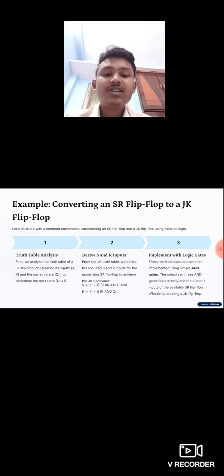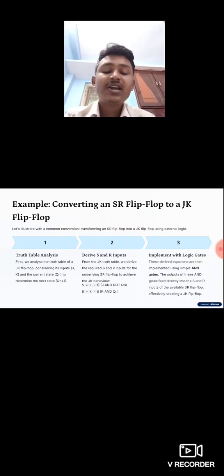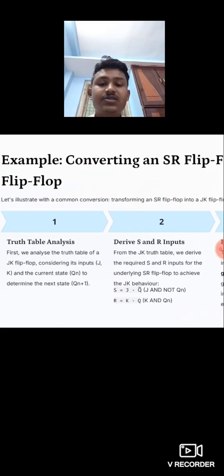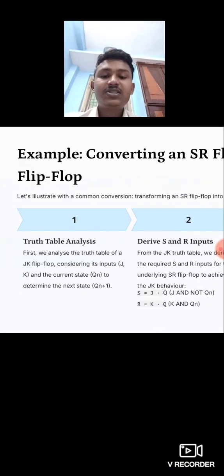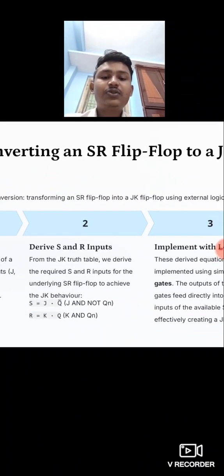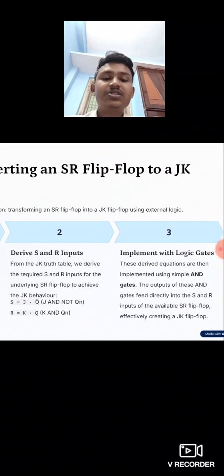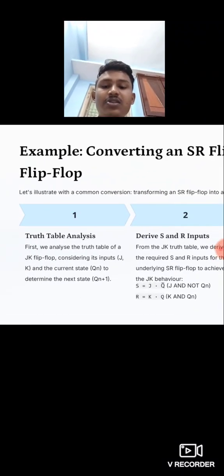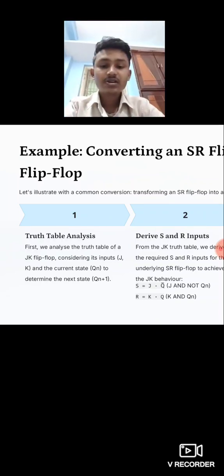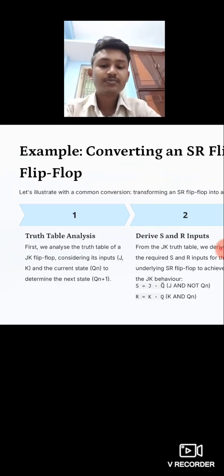Now, examples of converting one flip-flop to another. Converting an SR flip-flop to a JK flip-flop. Let's illustrate with a common conversion, transforming an SR flip-flop into a JK flip-flop using external logic. First, truth table analysis. We analyze the truth table of a JK flip-flop, considering the inputs J, K and the current state Qn to determine the next state Qn plus 1.